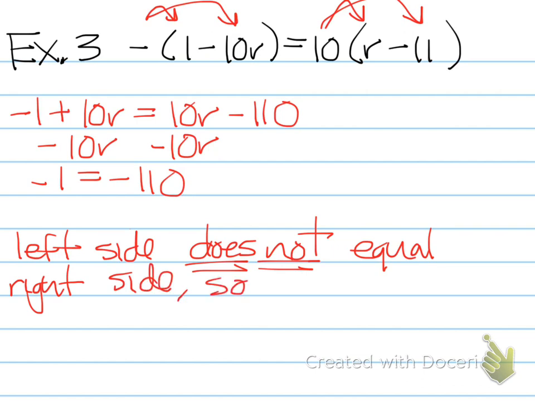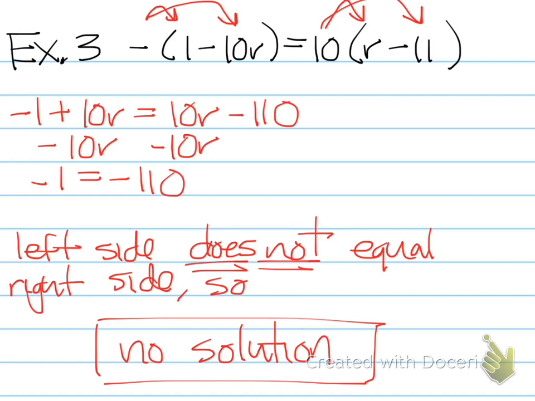Negative 1 does not equal negative 110, so there's no solution to this equation. It doesn't matter what we plug in for r, the left side will not equal the right side.